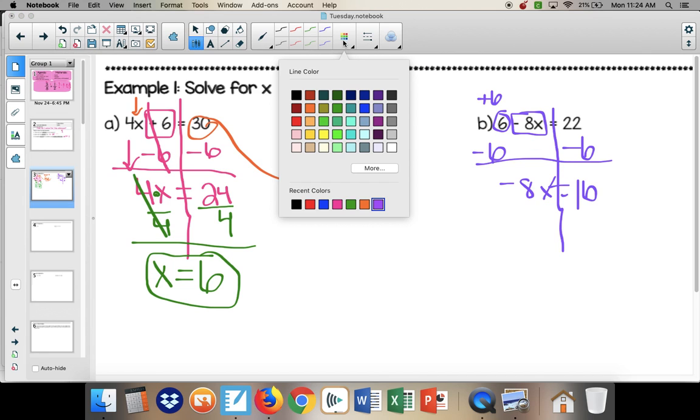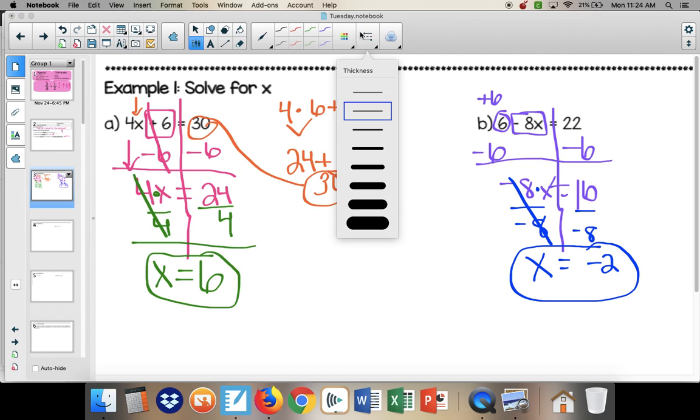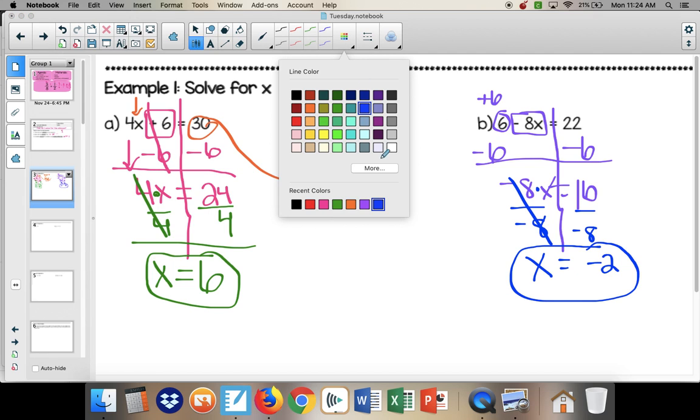Now, the same as what we did with letter A, we are multiplying by negative 8. So I'm going to divide by negative 8, divide by negative 8, and this cancels, and x equals negative 2. Now again, something that is going to make us better mathematicians is to go through and make sure that we have it right by checking.